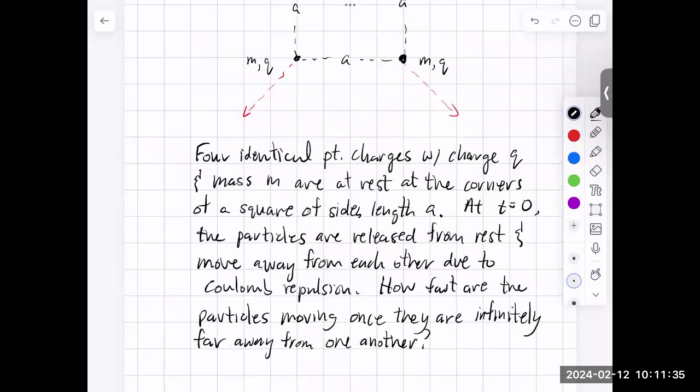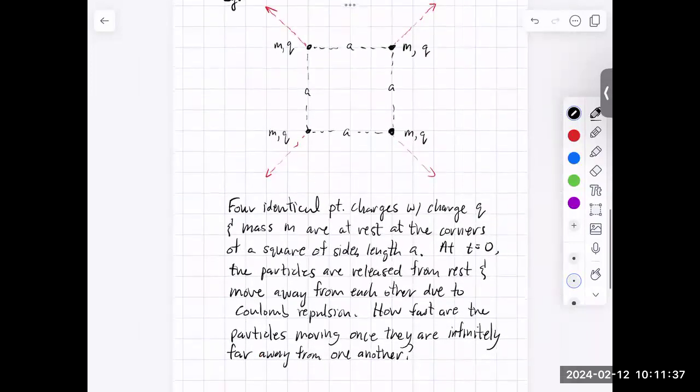Okay, so there's a couple ways that we could try to tackle this problem. We could try to do a force analysis. That's not the best strategy because it's just extra work. The reason it's extra work is because as the particles move farther away from one another, the force between them is always changing. The force is proportional to 1 over the square of the distance between them.